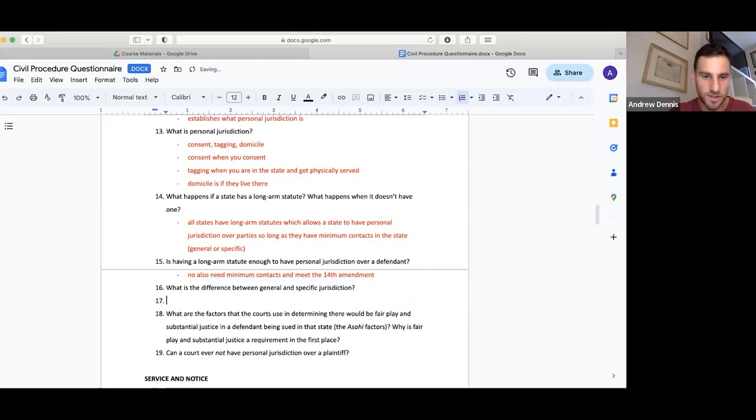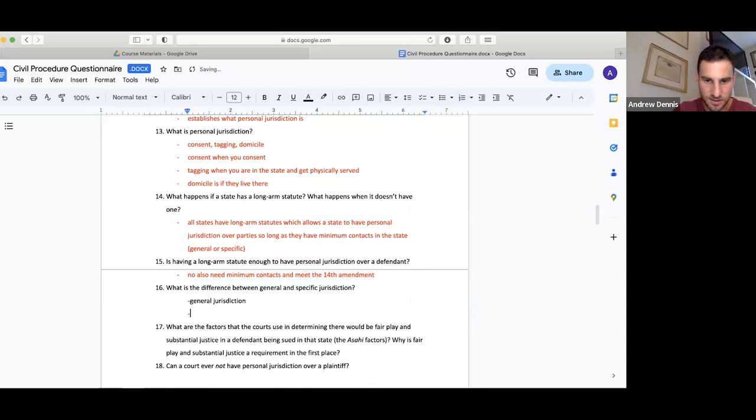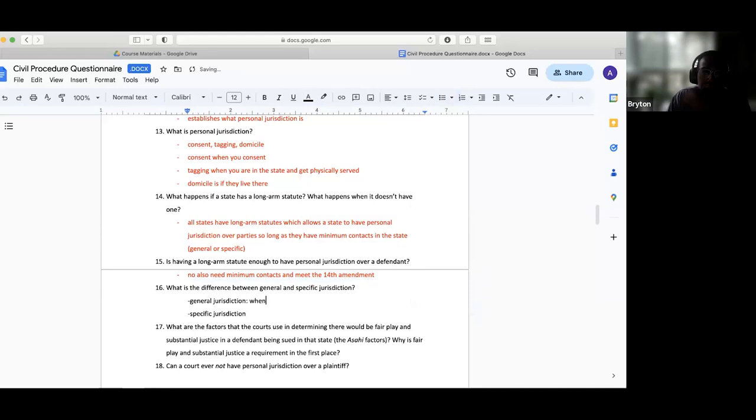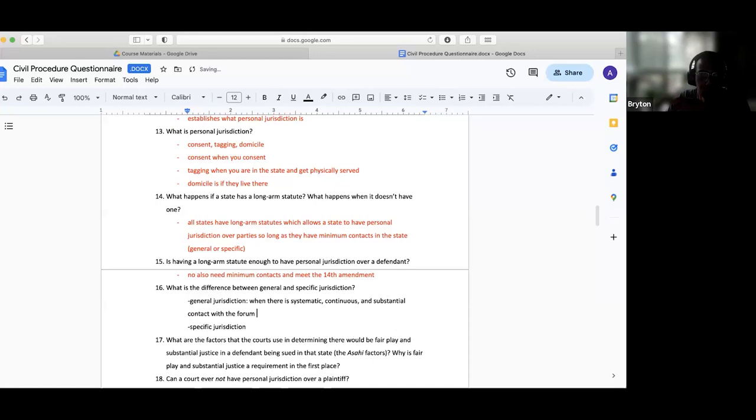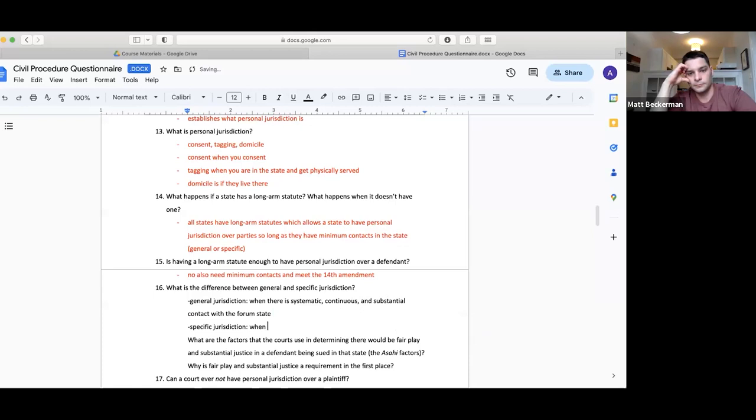So what's the difference between general and specific jurisdiction? Does anyone want to take a stab at this? I think general is the one where you have systematic, continuous, and substantial contacts with the forum state. And then specific jurisdiction is when your contacts to the state are related to the lawsuit. Excellent. Exactly. When the lawsuit arises from your contacts. Yes.